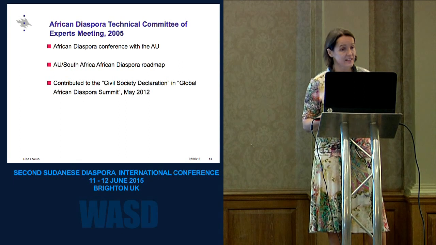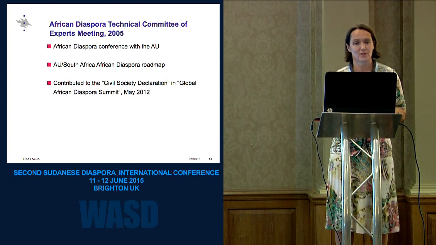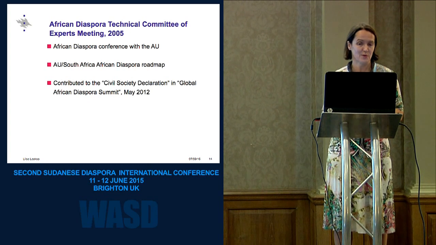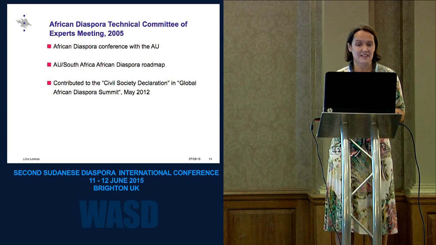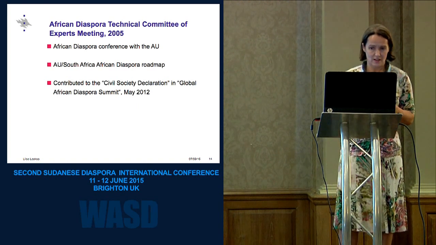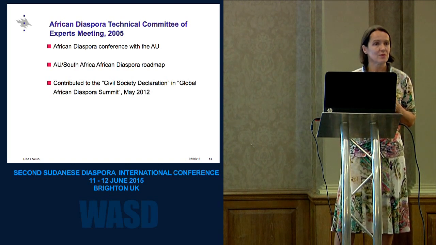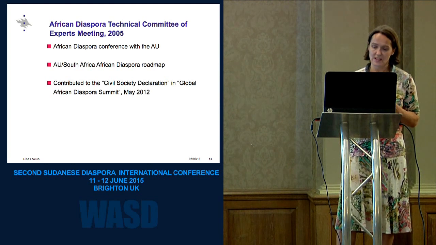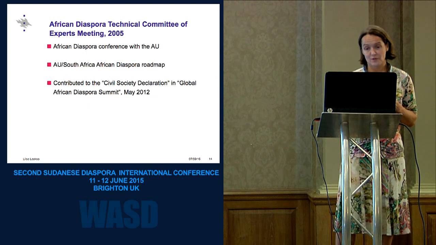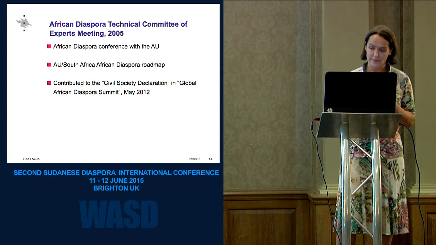And there are examples; I think that there might be tens of examples, but one example was the African Diaspora Technical Committee of Experts in 2005, when the scientists met within the AU initiative and actually contributed to the civil society declaration in the Global African Diaspora Summit in 2012. So this is an example of policy action where the diaspora contributed to regional level policy making.